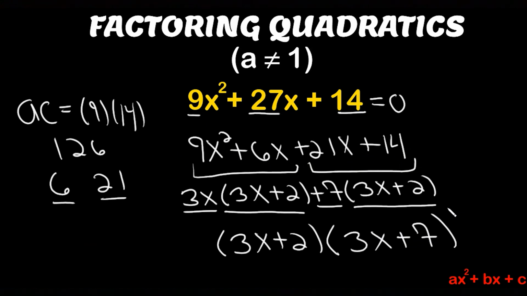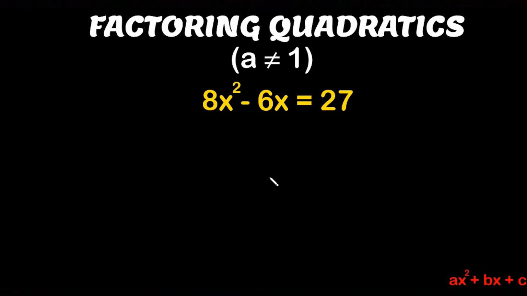So when a is not equal to 1, you have to go one step further and you have to do factor by grouping, all right? Let's try a few more examples. So here's our next example.